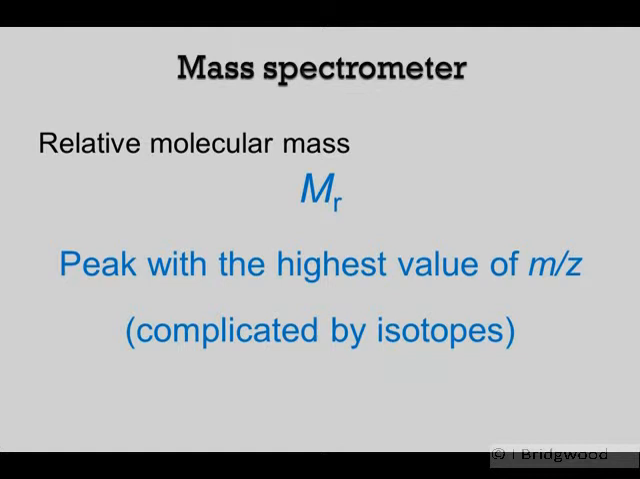So for example, if you have something with chlorine, a molecule with chlorine in it, you will have two peaks with the highest mass to charge value, because you'll have the two isotopes of chlorine, chlorine-35 and chlorine-37 in your molecule, producing two peaks.